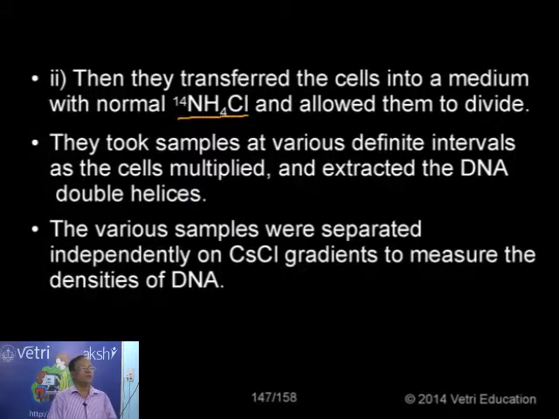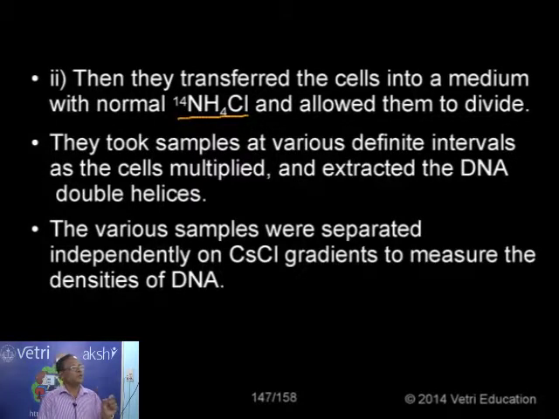And how did they separate them? The various samples are separated once again by centrifugation on a cesium chloride gradient, in order to measure the densities of the DNA. The method adopted is centrifugation on a cesium chloride density gradient. By using that, they were able to know whether the DNA was heavy, or light, or in between, that is, the hybrid DNA.